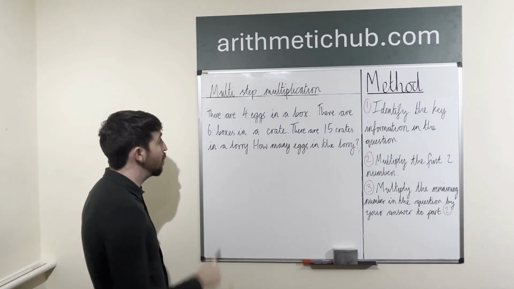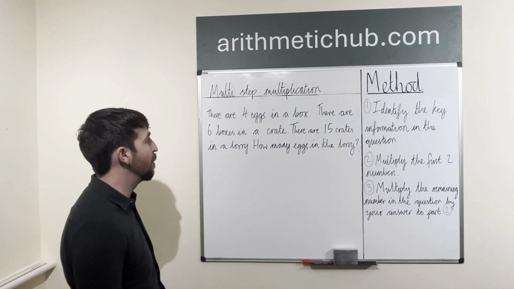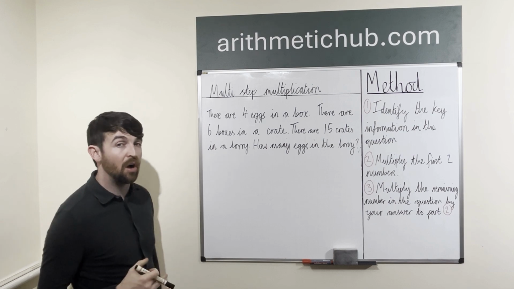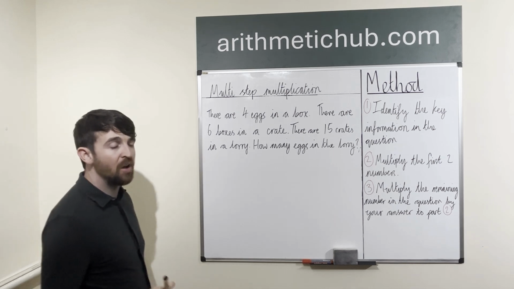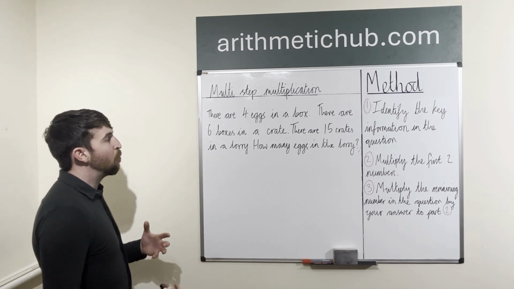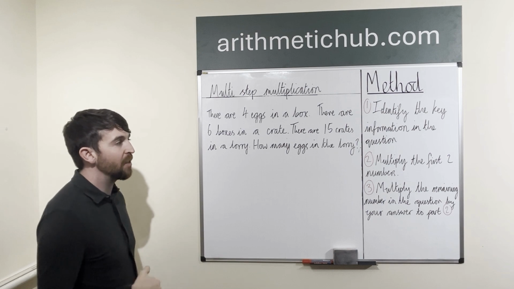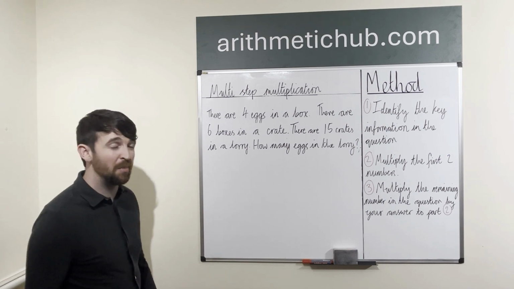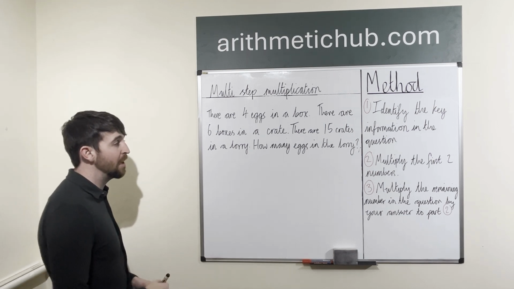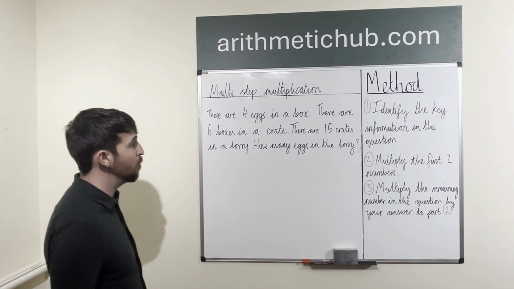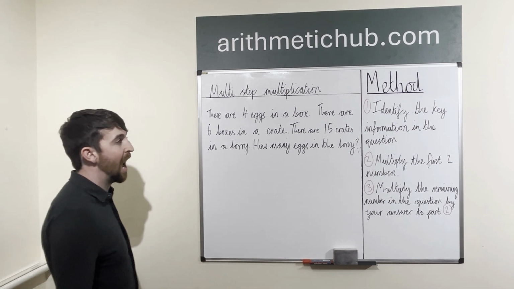Hi everyone, so today we're having a look at multi-step multiplication. Now this sounds a lot harder than it is, and it looks a lot harder than it is, but actually these types of questions, I think, once you get to the point where you can pick apart the information in them, can be quite straightforward. It's just a case of being able to identify that key information and knowing what it is that you need to do with it. So let's have a look at how we're going to do that.